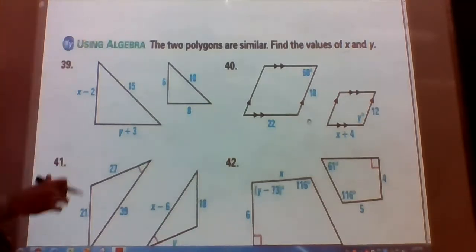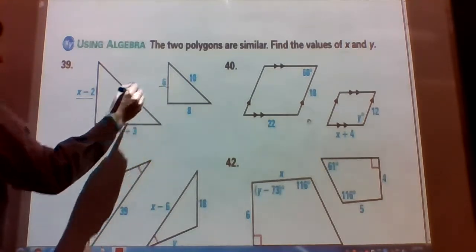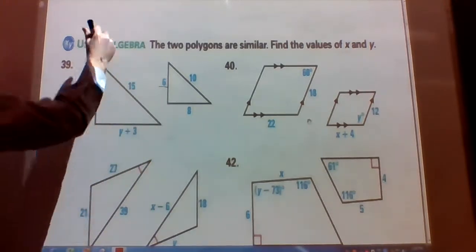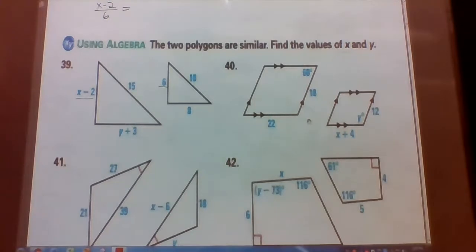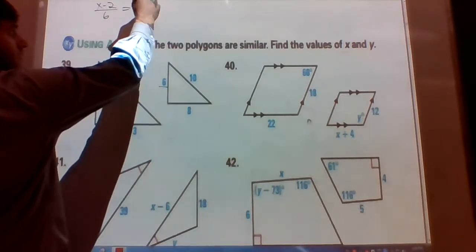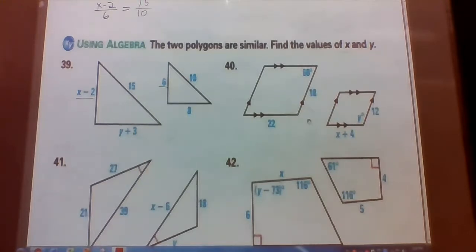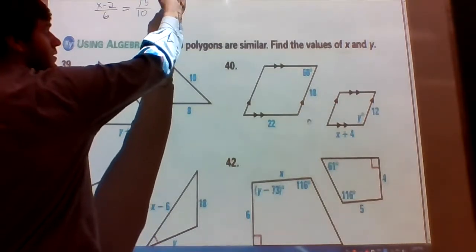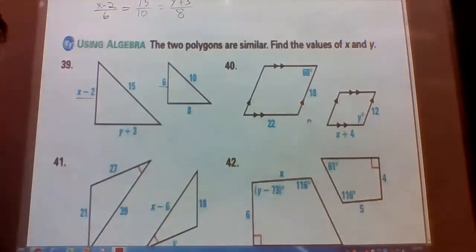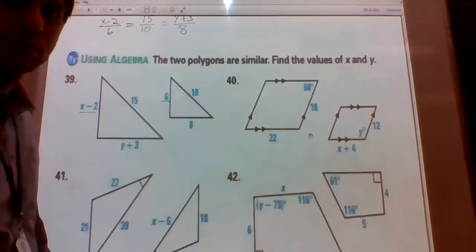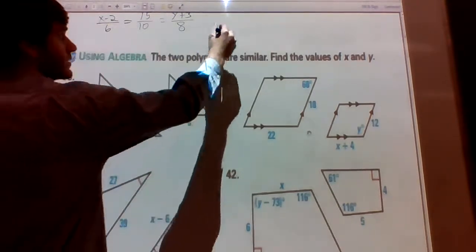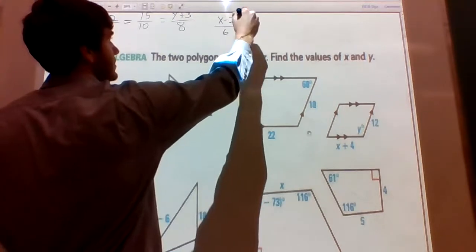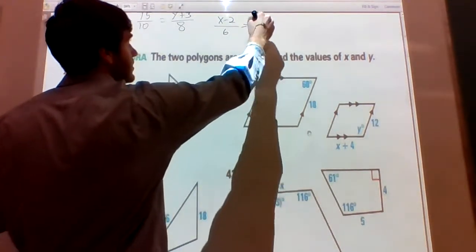Let me set them up here. So x minus 2 and 6 are going to correspond. 15 and 10 are going to correspond. And then y plus 3 and 8 are going to correspond. So we don't need to solve this all at once. We can break it down into parts. So let's just take these two. So x minus 2 over 6 is going to equal 15 over 10.